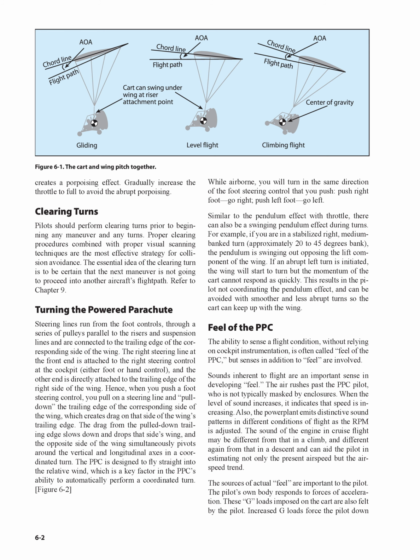Similar to the pendulum effect with throttle, there can also be a swinging pendulum effect during turns. For example, if you are in a stabilized right, medium bank turn, approximately 20 to 45 degrees bank, the pendulum is swinging out opposing the lift component of the wing. If an abrupt left turn is initiated, the wing will start to turn but the momentum of the cart cannot respond as quickly. This results in the pilot not coordinating the pendulum effect, and can be avoided with smoother and less abrupt turns so the cart can keep up with the wing.